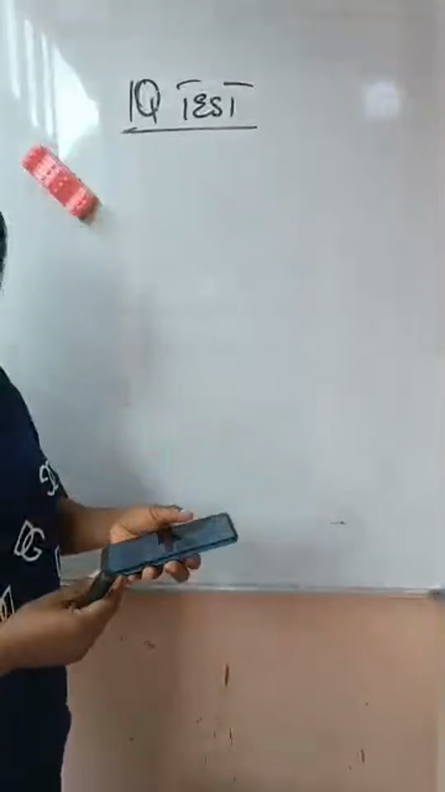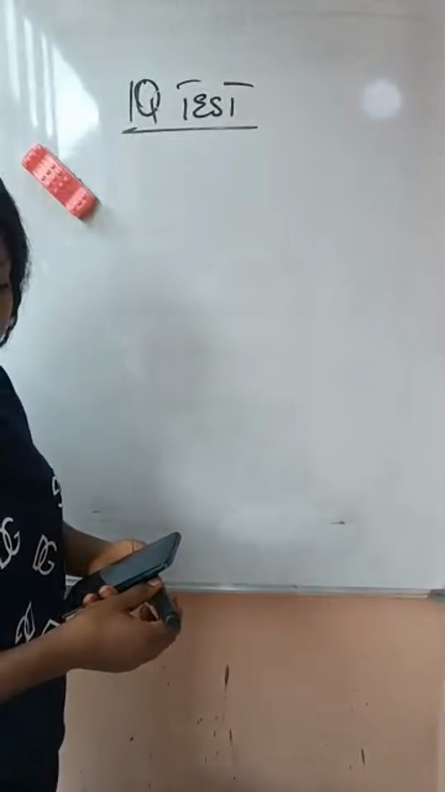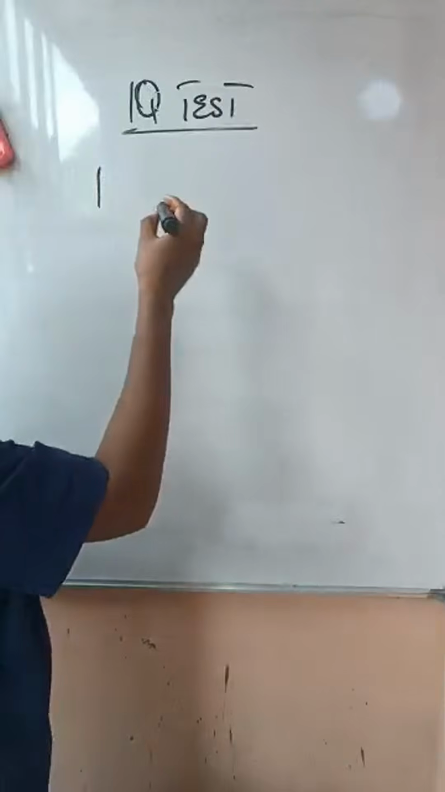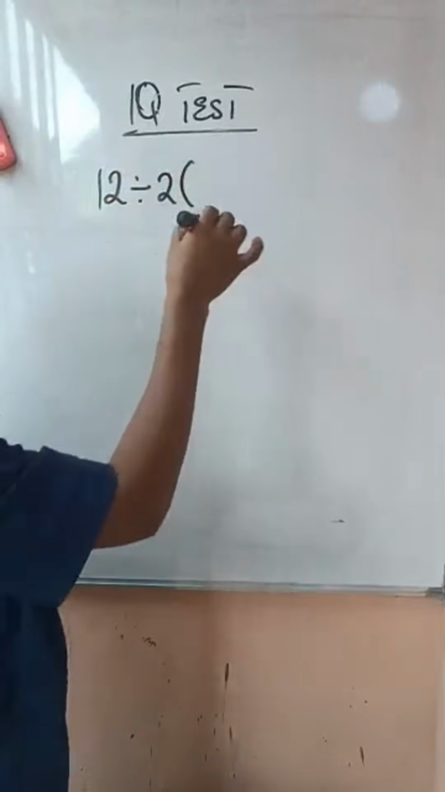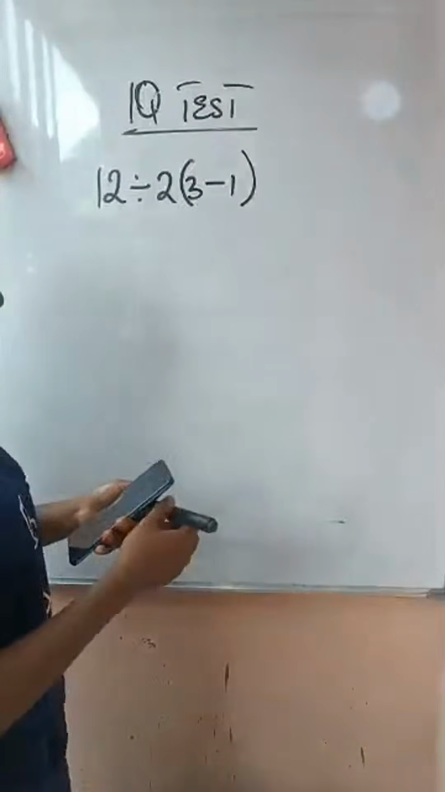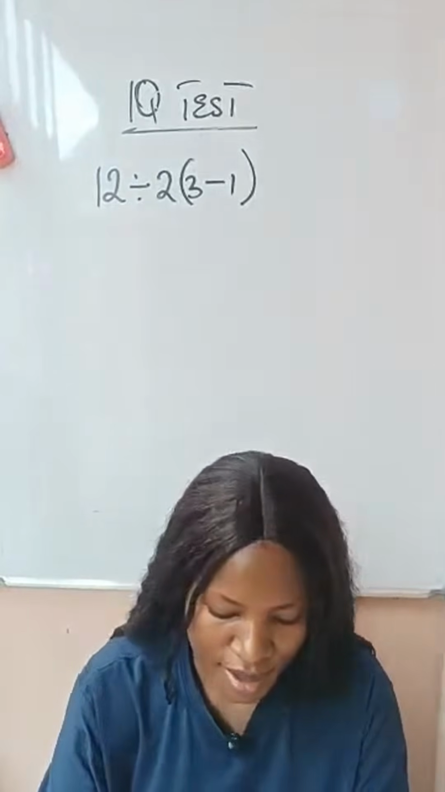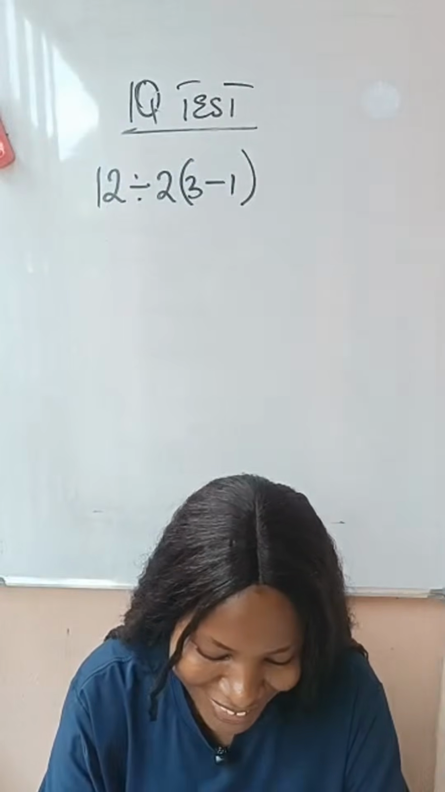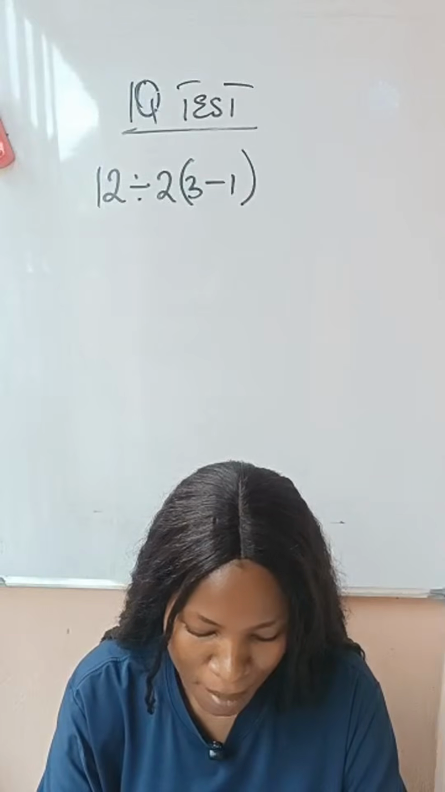In the next question, let's see. Evaluate 12 divided by 2 bracket 3 minus 1. Evaluate 12 divided by 2 bracket 3 minus 1. BX says the answer fast low is still good.